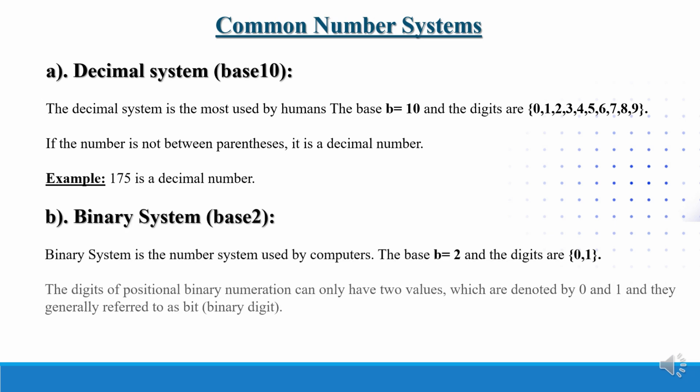Then, the binary system is used by computers. Its base is 2 and its digits are only 0 and 1. Each digit is called a bit, short for binary digit. Example, 101 base 2 is a binary number.